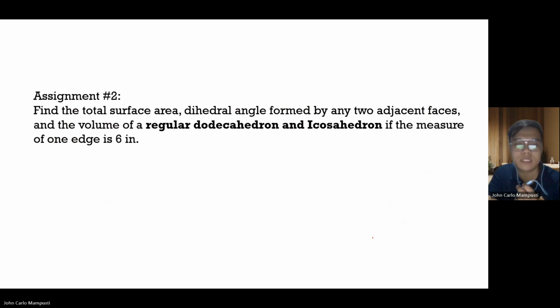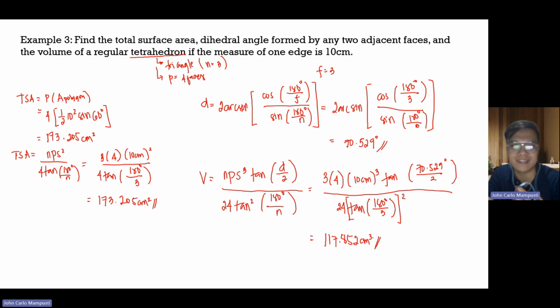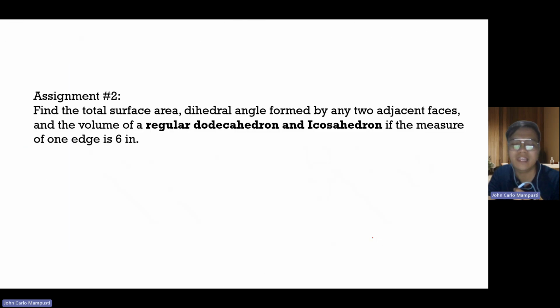For your assignment number 2, we're going to find the total surface area, the dihedral angle, parehas lang dun sa instruction kanina, but this time the polyhedron is the decahedron and icosahedron, which side measures 6 inches naman. So, dito pala ma-apply yung inches natin. Advance ako masyado. Okay? So, that ends our part 1. So, kita-kits tayo dun sa part 2 ng ating lecture.